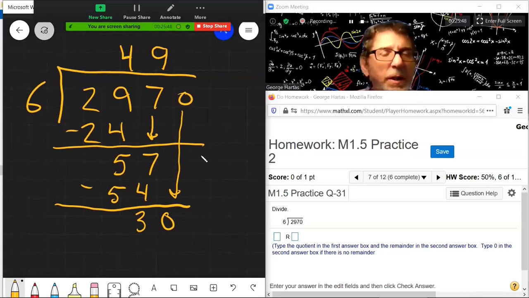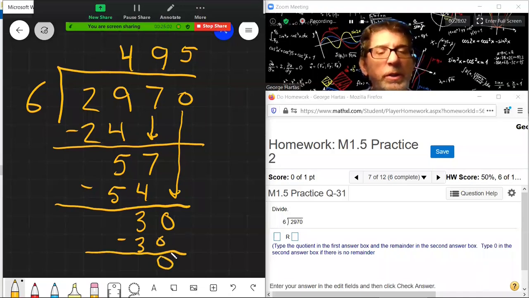6 divides into 30 exactly 5 times, because 5 times 6 is 30. Subtract. Remainder is 0.